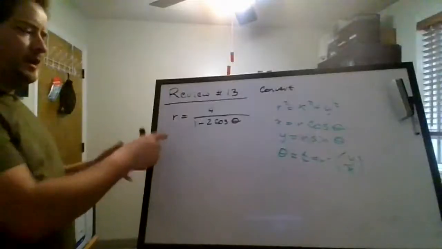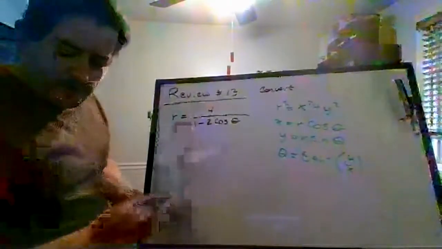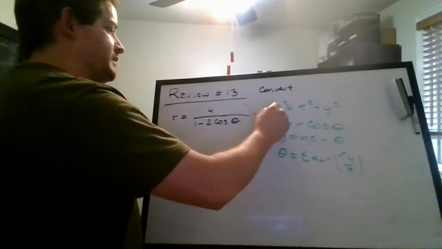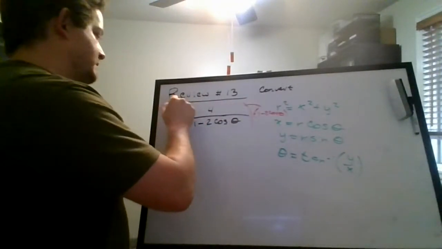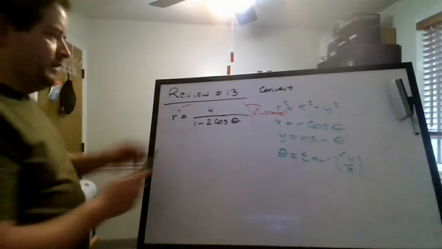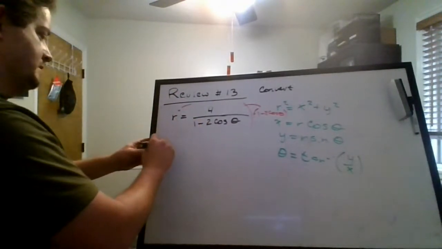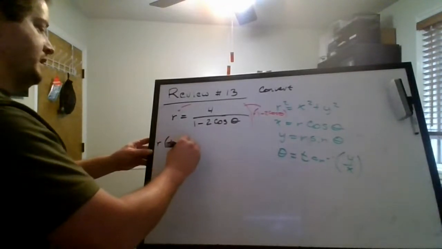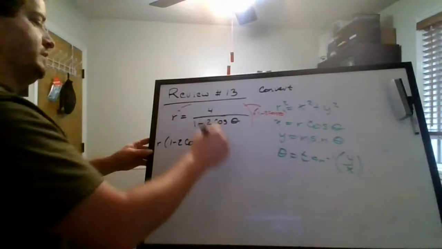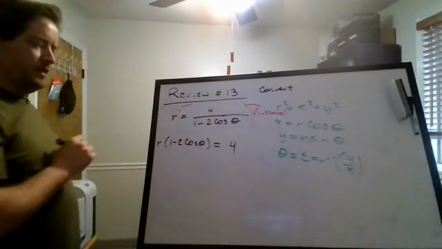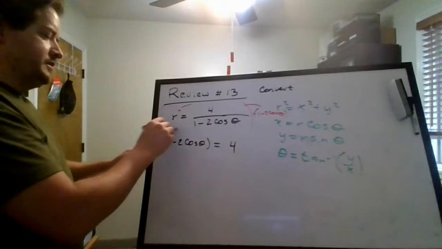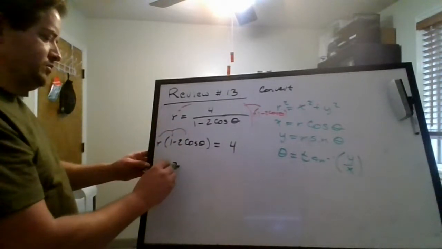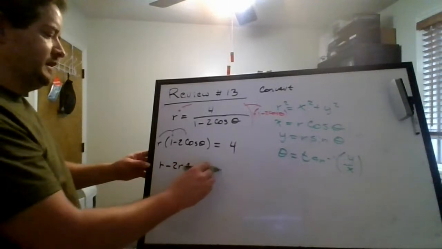So I have an r, but I can't do a whole lot with anything else here. So I'm not going to turn this r into anything just yet. What I'm going to do is multiply both sides by this denominator, 1 minus 2 cosine theta. So this gives me r times 1 minus 2 cosine theta is equal to 4, because they cancel out the denominator there. And I'll distribute this r. So I get r minus 2r cosine theta equals 4.